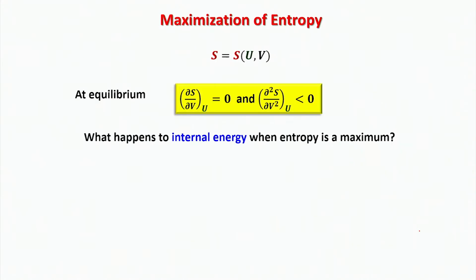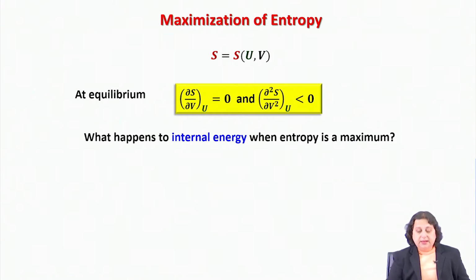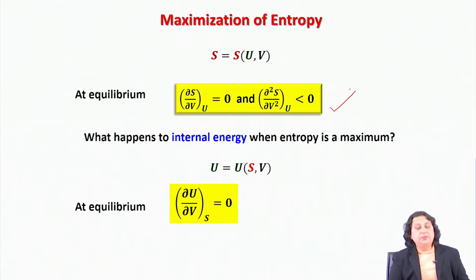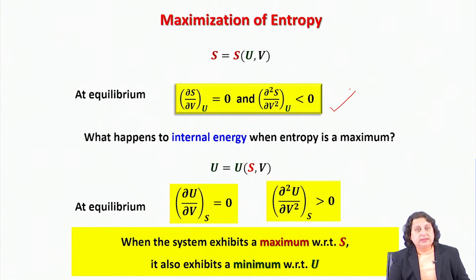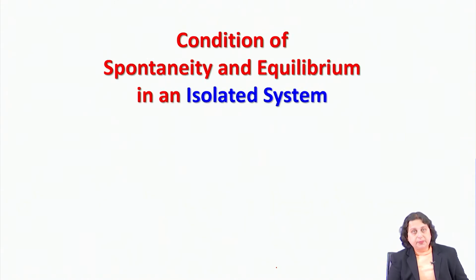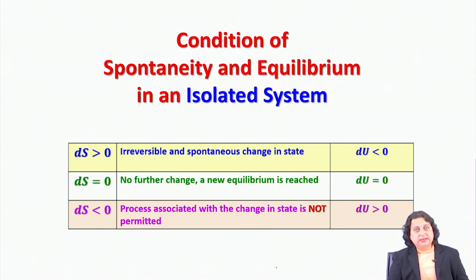So, what would be our conclusion from here? If in an isolated system the condition of equilibrium is given by the maximization of entropy, then these two relationships must be satisfied. This also means that at equilibrium, when the system exhibits a maximum with respect to S, it also exhibits, for the same equilibrium state, a minimum with respect to U. Now, let us review the condition of spontaneity and equilibrium in an isolated system here.